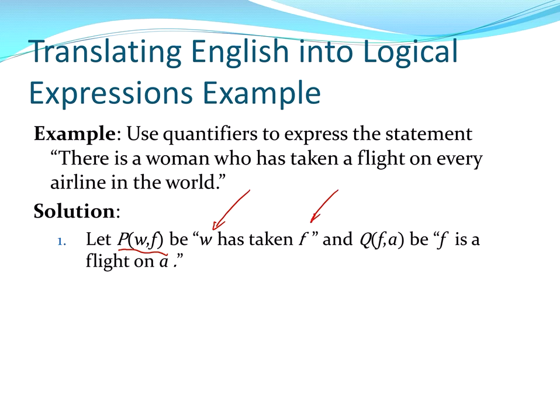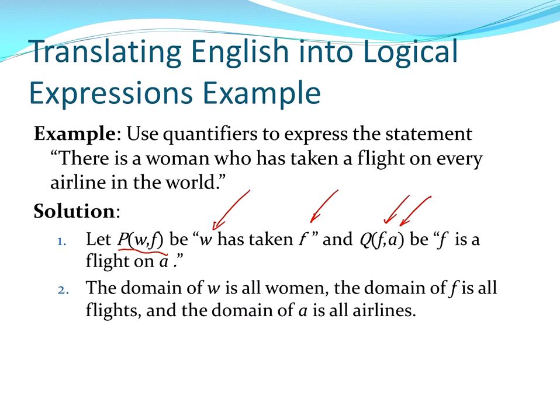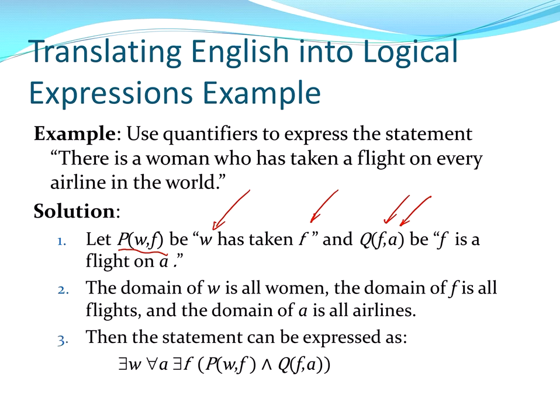And then another propositional function, Q of F and A, where again F comes from all flights and A comes from the domain of all airlines. So Q of F and A is F is a flight on airline A. And there's our domains. We can write this as there exists W such that for every A there exists F such that P of WF and Q of FA. So there's a woman who for every airline there exists a flight such that the woman has taken that flight and the flight is on that airline.